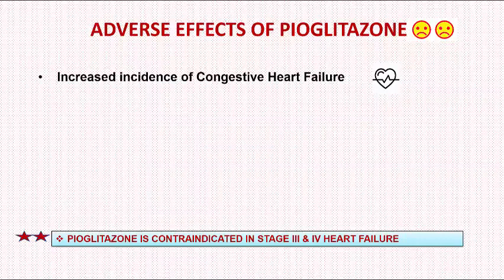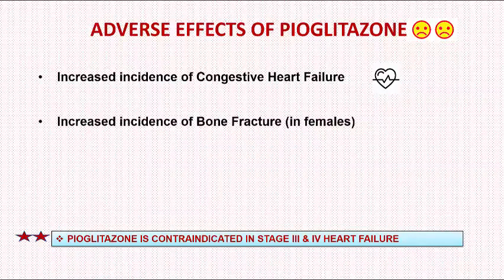Pioglitazone therefore should not be used in patients with NYHA stage 3 or stage 4 heart failure and must be discontinued in those who develop clinically apparent heart failure during therapy. Apart from this, an increased incidence of bone fractures in females has been reported. This is probably due to decreased osteoblast formation.